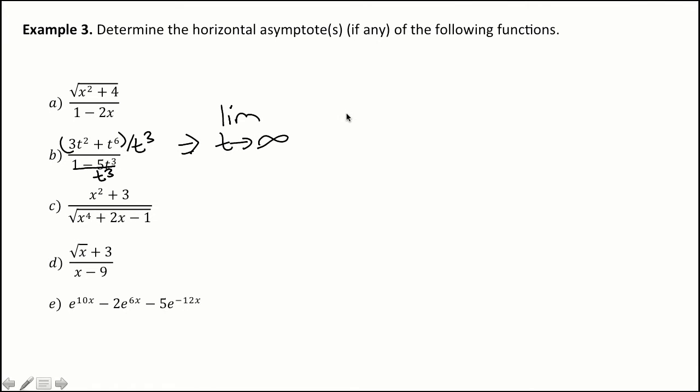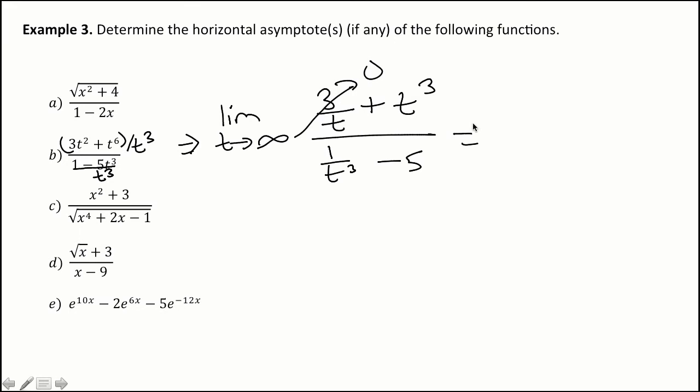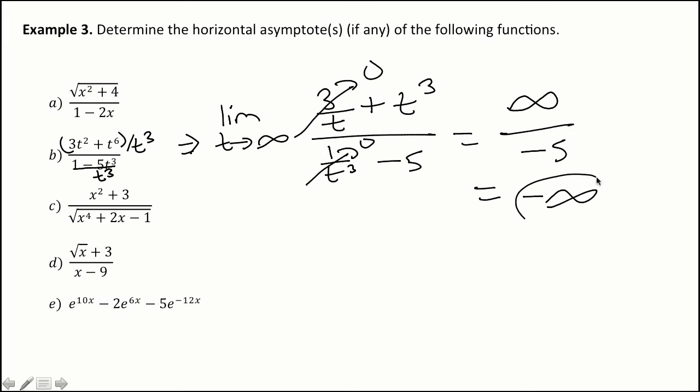t approaches infinity. So you're going to get 3t squared divided by t cubed, which is just 3 over t. t to the 6th divided by t to the third is t to the third. Then you have 1 over t to the third minus 5. So this is going to give you 0. Then you're going to have infinity to the third, which is just infinity, right? This is going to go to 0. So you're going to have infinity divided by negative 5, which is going to give you negative infinity. Okay, so that's for t approaches positive infinity.